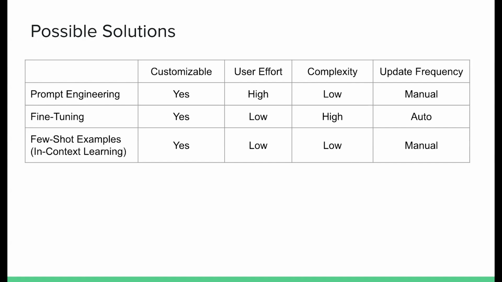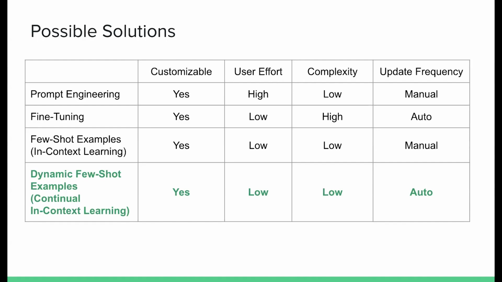So you have to retrain or fine-tune models over time. And then you have few-shot examples or in-context learning, which is fairly low user effort. You just have to specify good examples of what correct labels are. It's a simple mental model, just input-output pairs. But it has to be manual, and so we really like in-context learning.